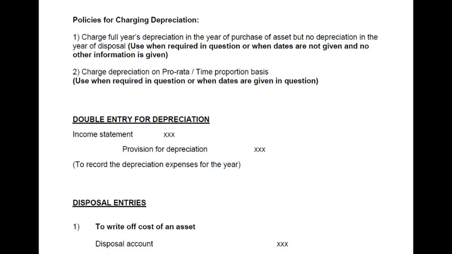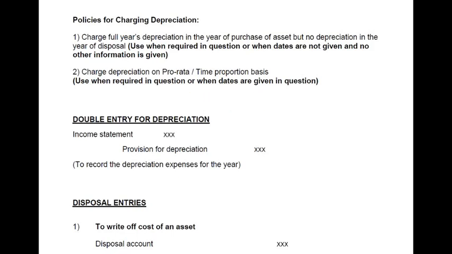If we have bought an asset on 1st July, we'll be charging depreciation from July to December, that is 6 months. We'll be proportioning it as 6 upon 12. Then if we have bought an asset on 1st October, we'll be charging depreciation for October, November, December, that is only 3 months, so we'll be multiplying it with 3 upon 12. If we have bought an asset on 1st December, we'll be proportioning it by 1 upon 12. So this is the time proportion method or pro rata basis.